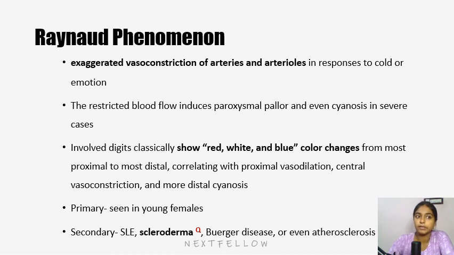Coming to Raynaud's phenomenon. Raynaud's phenomenon is nothing but exaggerated vasoconstriction of the arteries and arterioles in response to cold and emotion. The restricted blood flow will induce paroxysmal pallor and even cyanosis in severe cases. The involved digits may show color change like red, white and blue, which correlates with proximal vasodilation, central vasoconstriction and more distal cyanosis. So Raynaud's phenomenon can be primary or secondary. Primary is generally seen in young females and secondary is seen in SLE, scleroderma, Buerger's disease and even atherosclerosis.